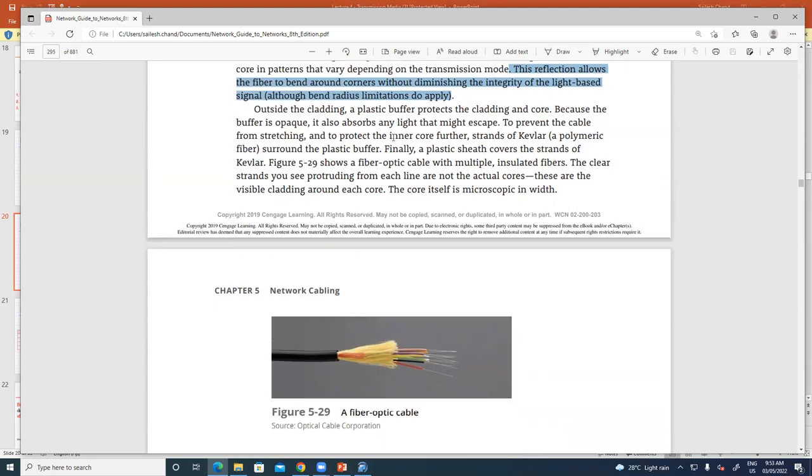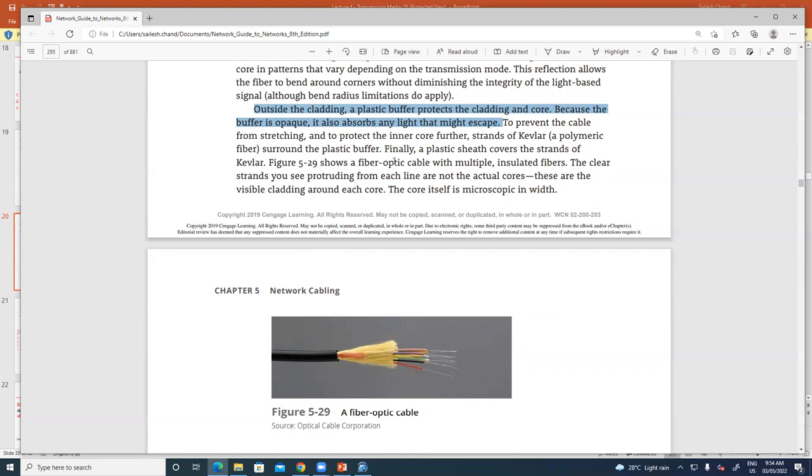And outside the cladding, it says, a plastic buffer protects the cladding and core. Because the buffer is opaque, it also absorbs any light that might escape. So outside the cladding, there is a buffer, which also protects the light from escaping. And to prevent the cable from stretching and to protect the inner core further, strands of Kevlar, that is a polymeric fiber, surround the plastic buffer. So outside the plastic buffer, there is another thing known as the Kevlar fiber, or the polymeric fiber. And finally, it says a plastic sheet covers the strands of Kevlar.